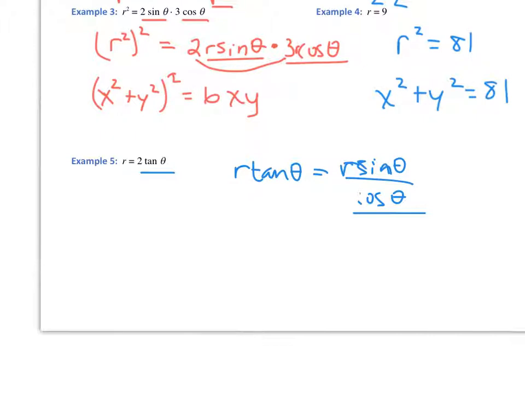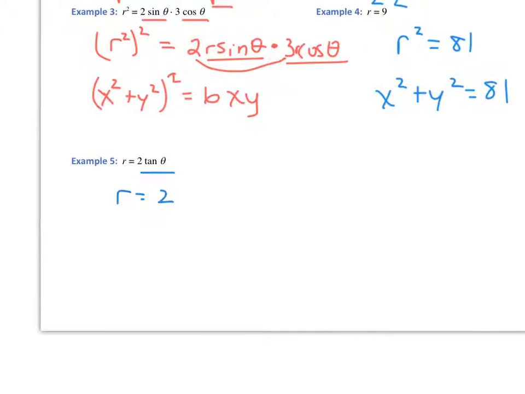So, other ideas? Can we change the tan theta to y over x? Just like the y over x. Oh, okay, we can do that. So r is equal to 2 and then y over x, we can do that. But we still have an r that we have to get rid of. Do you have an idea? Isn't the r equal to the square root of x squared plus y squared? Okay, but how can we do this without having a square root? Right, you just square the other side.